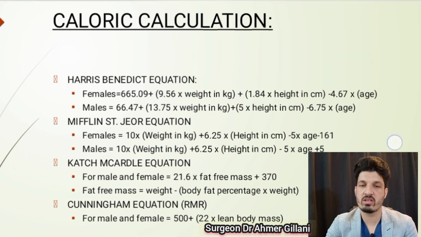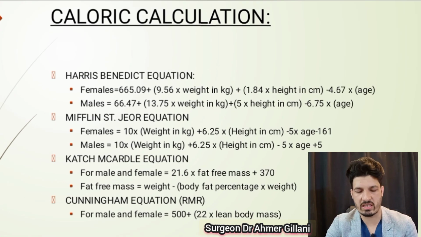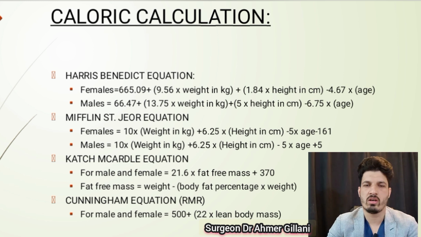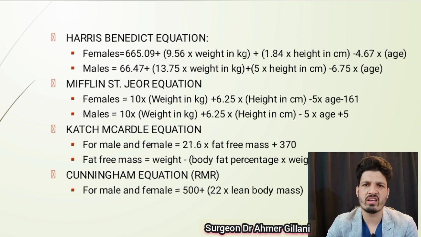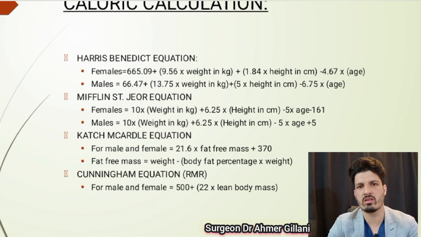This is also an important slide. Again, you can take the screenshot. How will you calculate the caloric requirement? The most commonly used equation is the Harris-Benedict equation. For this equation, you need weight in kg and height in centimeter, and you will put both these values and you can calculate the basal energy requirement. And likewise, different other tools are there. The Mifflin-St Jeor equation is there, the Katch-McArdle equation is there, and then the Cunningham equation is there. Again, you will just put the values and you can have the results.